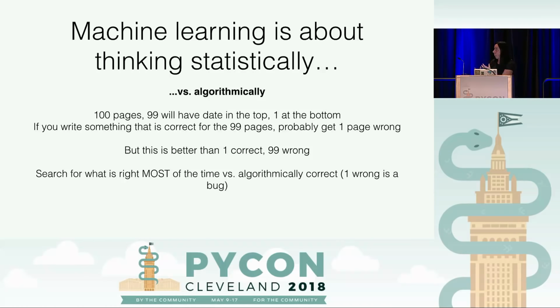But if you write with the assumption that the date's at the bottom, you're going to get one correct and 99 wrong, which is pretty crappy. So machine learning in a way is a search for what's right most of the time, and you try to improve that number versus something that's algorithmically correct. With a traditional computer science approach, if there's some case where it's wrong, that's a bug, right? Whereas for machine learning, that's just the cost of doing business, and you're trying to reduce that cost.